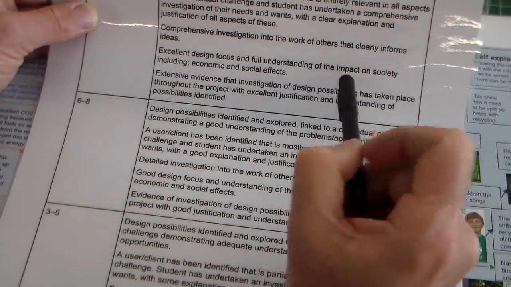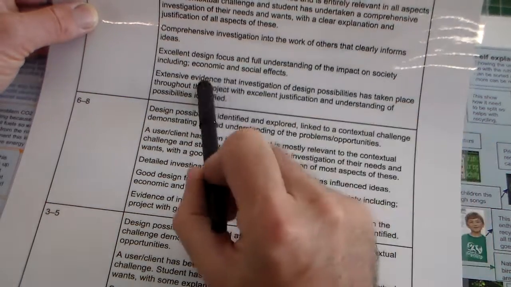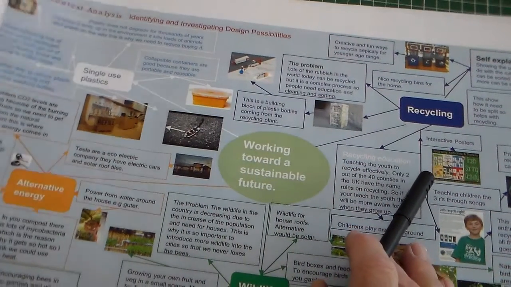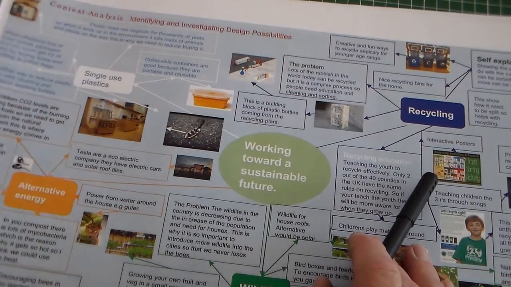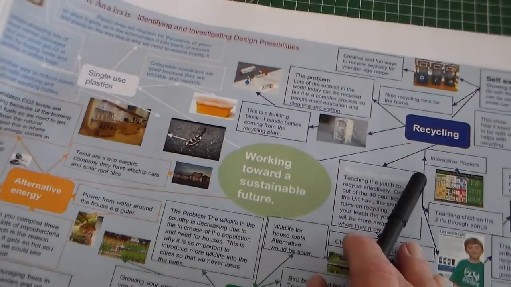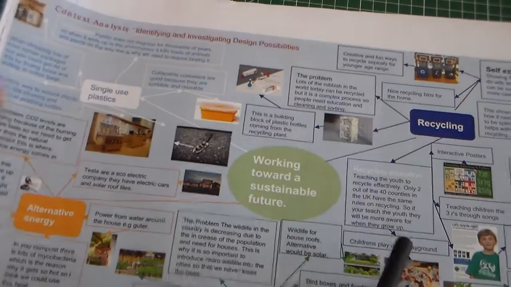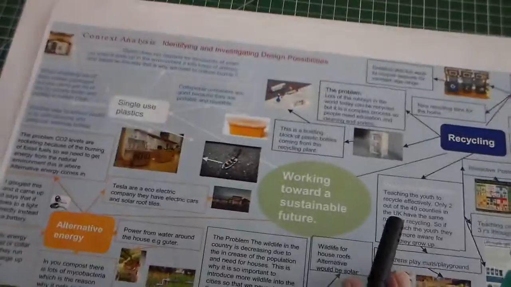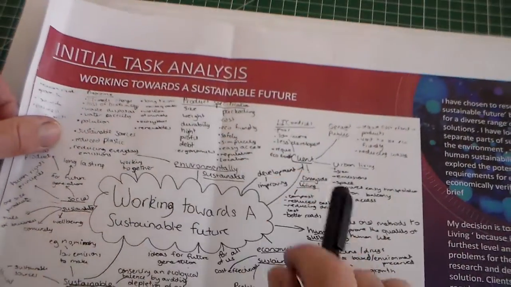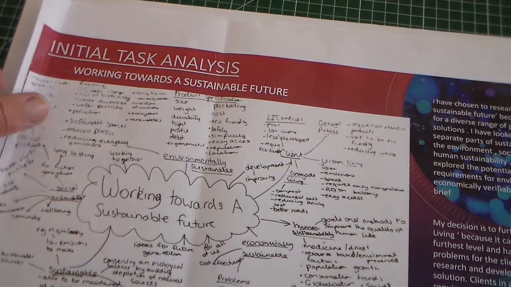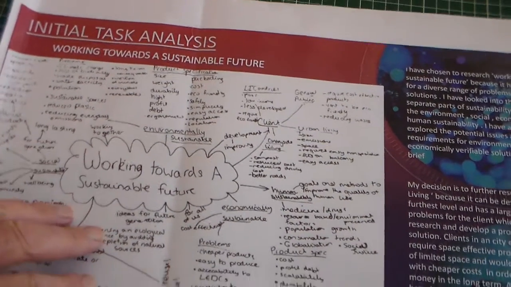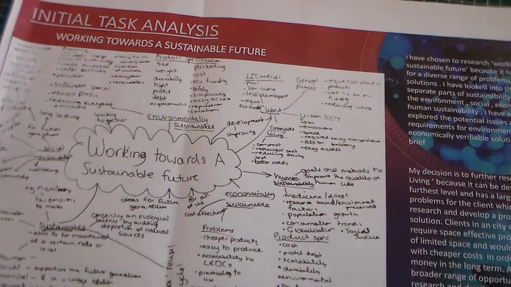Investigation from the work of others, user client has been clearly identified. That's probably the next sheet. Extensive evidence, the investigation of design possibilities. So they're the kind of things you're looking for the 10 marks. There's 10 marks available for these, I think 3 sheets. So that's the first sheet that you need to complete, and we're calling that sheet the initial task analysis. And as I say, that's part of AO1.